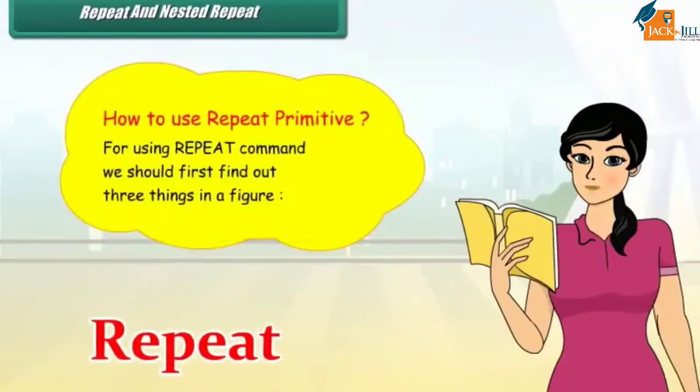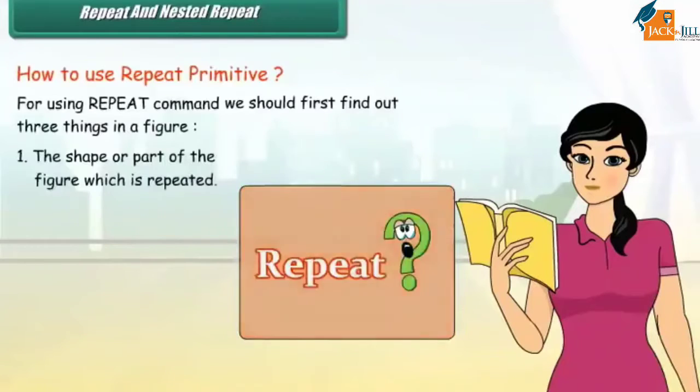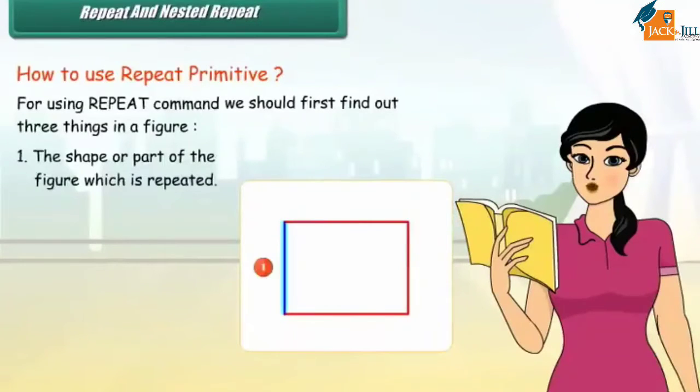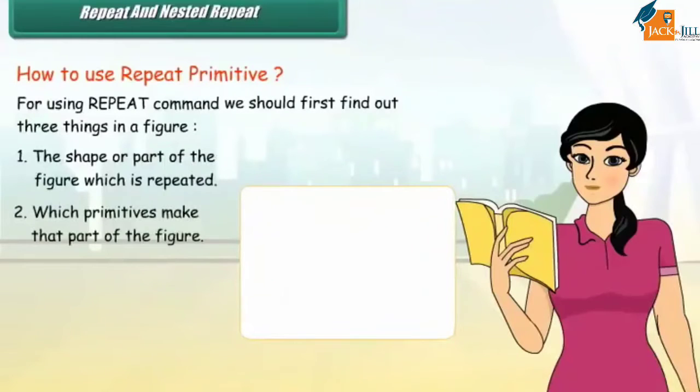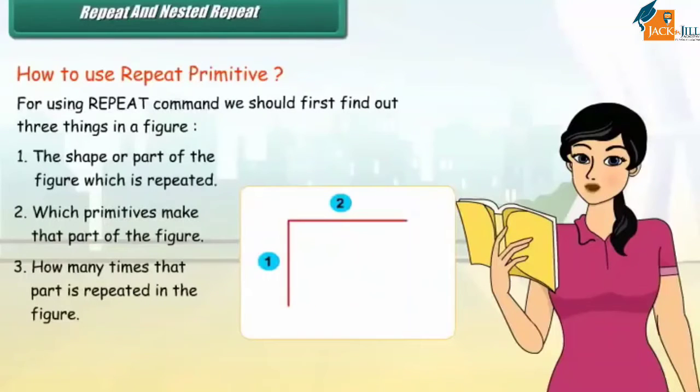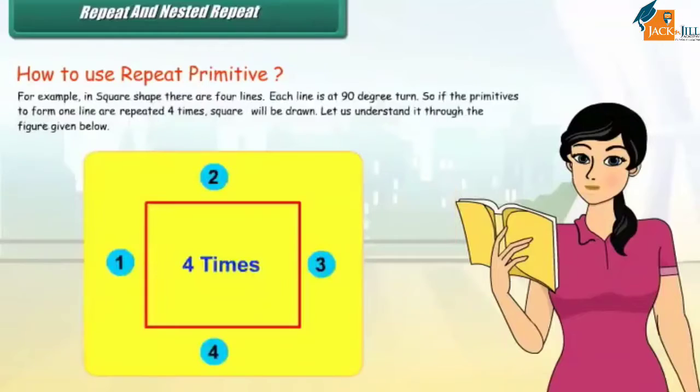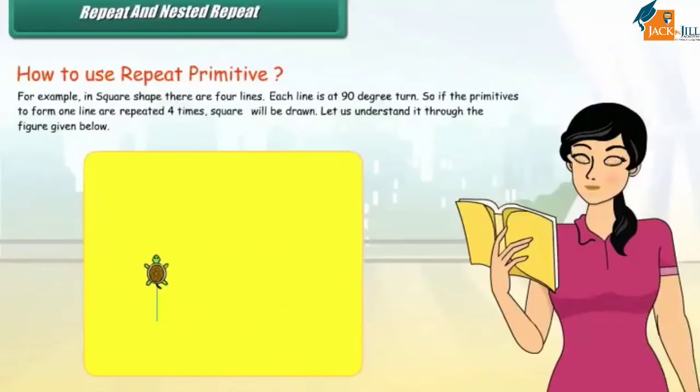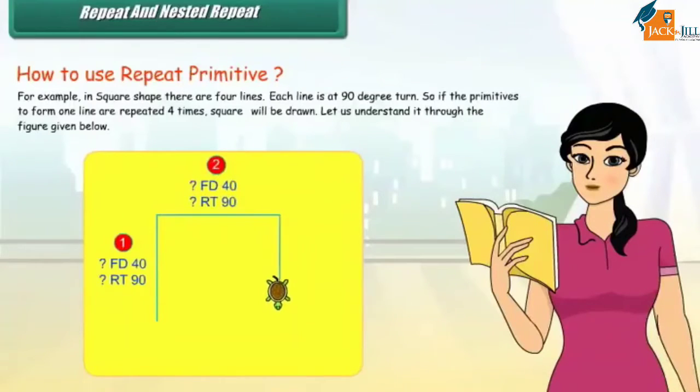How to use repeat primitive? For using the repeat command, we should first find out 3 things in a figure. The shape or part of the figure which is repeated. Which primitives make that part of the figure? How many times that part is repeated in the figure? For example, in a square shape, there are 4 lines. Each line is at a 90-degree turn. So, if the primitives to form one line are repeated 4 times, a square will be drawn.